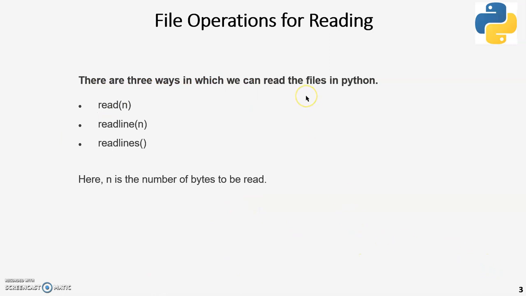Moving on to the ways of reading a file in Python. There are basically three ways: read with n in the brackets, readline with n in the brackets, and readlines with empty brackets. What do we mean by n in these methods? n is the number of bytes to be read.